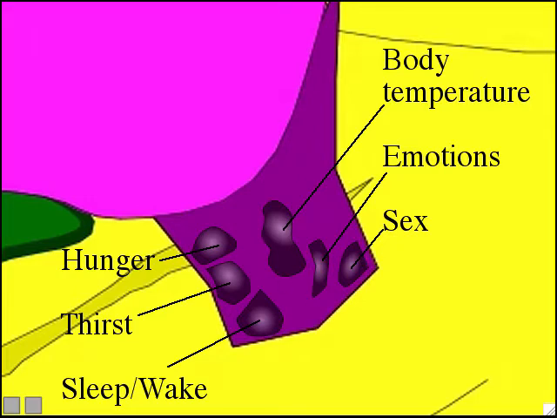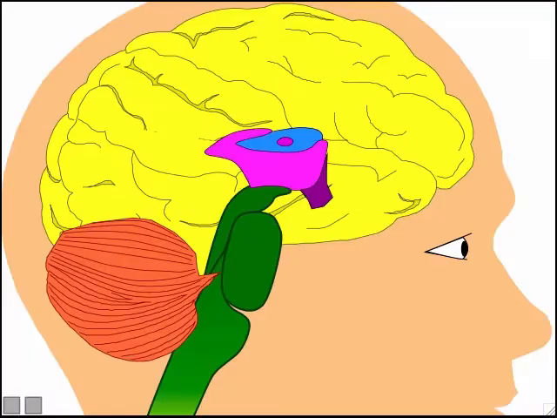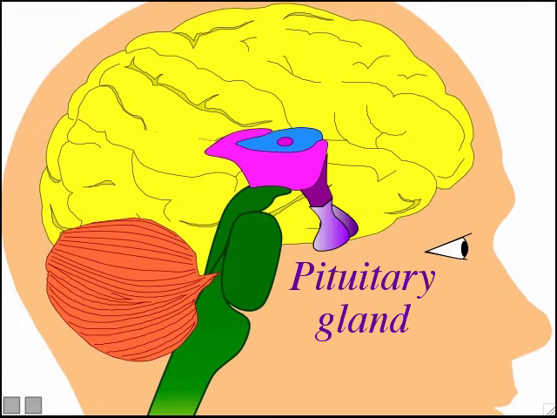All right, and one more thing about the hypothalamus. Here you see the hypothalamus again right here. There is an endocrine gland called the pituitary gland that's connected to the hypothalamus. Endocrine glands are glands in the body that secrete hormones, and one of the most important of your endocrine glands is called the pituitary gland.